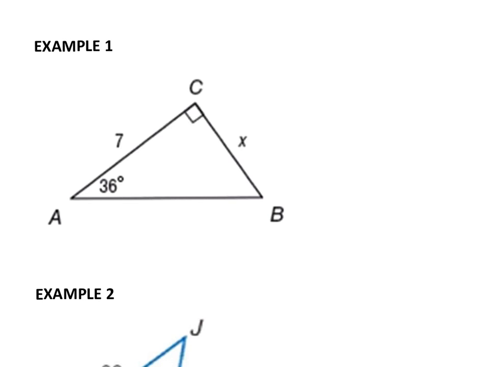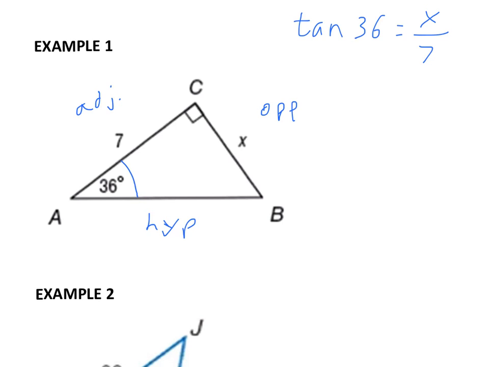So here we have a triangle. My angle measure is 36, and I have the opposite, and this would be the adjacent, and this would be the hypotenuse. So if we can identify those 3, it makes it a little bit easier. So we're looking for the opposite, we have the adjacent, so we're going to use the tangent ratio. So tangent 36 degrees is equal to opposite, which is my variable, over my adjacent, which is 7.